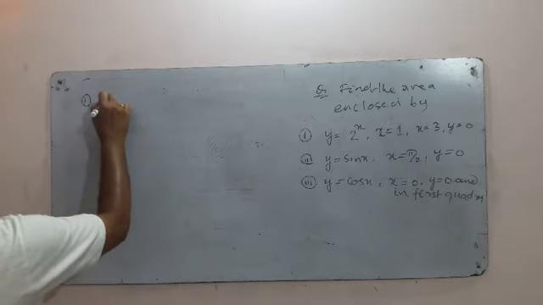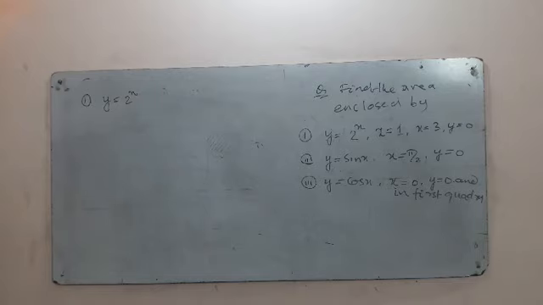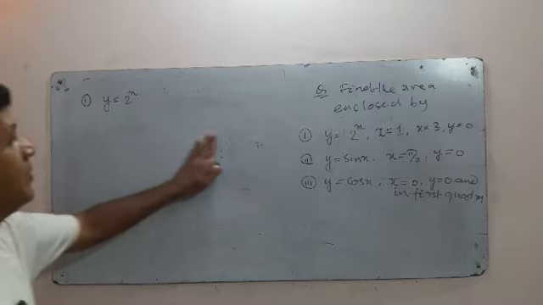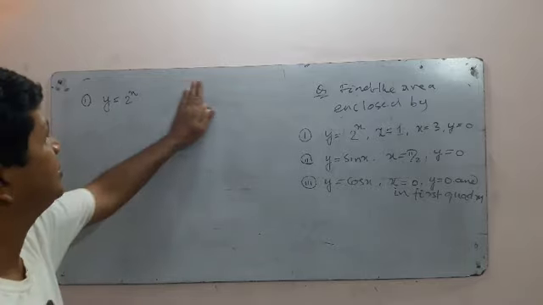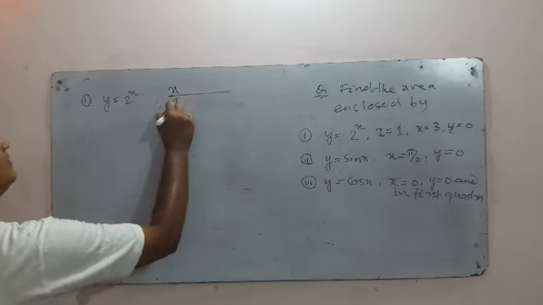First bit comes to y equal to 2 to the power x. Before going to find the area of the portions, you must see where the curve lies, what is the geometrical part, which area is to be determined. So for this we must make a table.